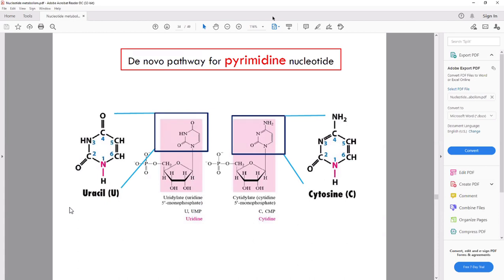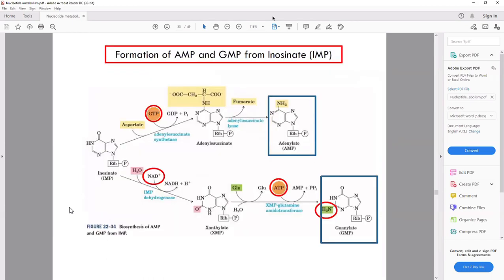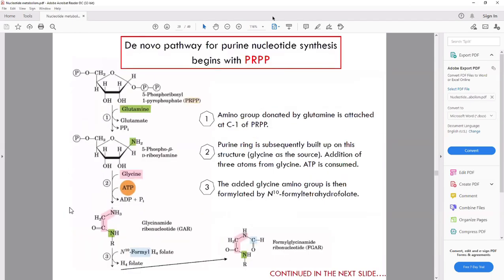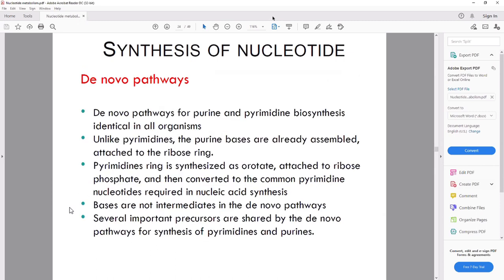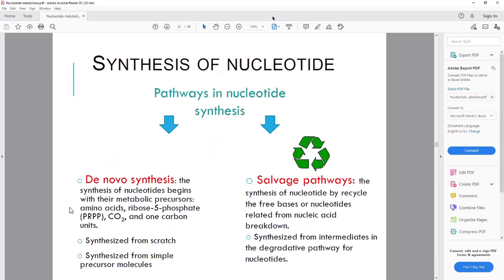Okay, the second pathway, we have the de novo pathway, meaning newly synthesized from intermediates. We have PRPP, we have glycine, we have aspartate. When we have those intermediates, we can synthesize new, from scratch. Another one is salvage. The salvage pathway recycles.